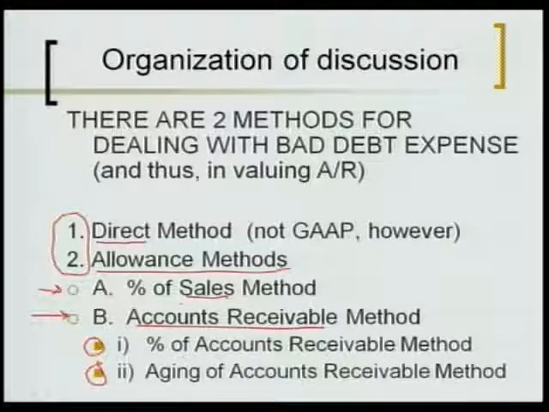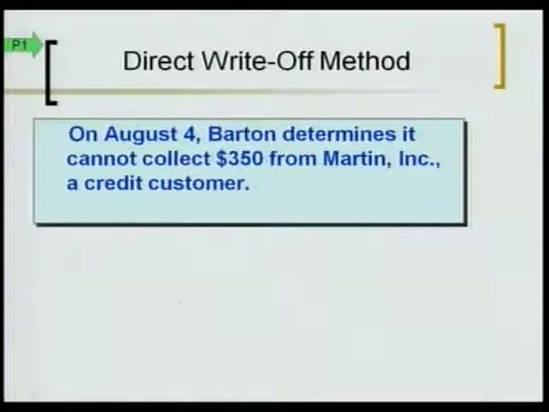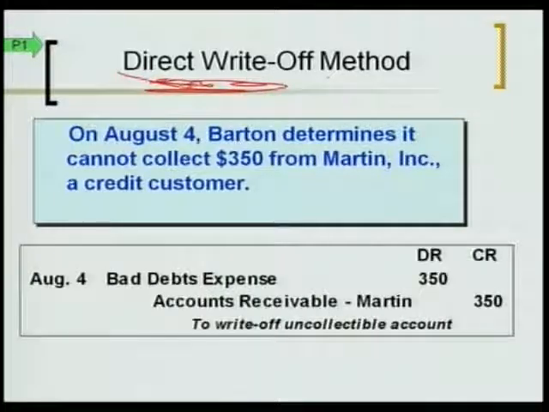All right, let's talk about how we deal with this bad debt expense, when customers, for whatever reason, don't pay. First, we're going to talk about the direct write-off method. This is a very easy method, okay? Let's look at an example. On August 4th, Barton, that's the company that's us, determines it cannot collect $350 from Martin Inc., a credit customer. So the journal entry for the direct write-off method is we simply debit bad debt expense and we credit accounts receivable for Martin.